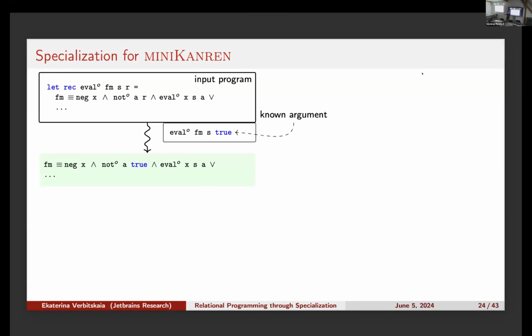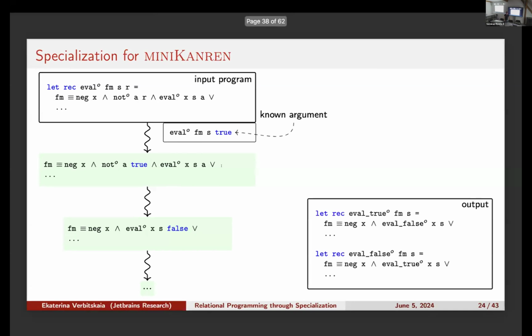So if you know that eval is going to be run with true for the result, we know that it's going to be true for not here, which means that the variable is going to be false. It means that we're going to call this eval with false, and we can improve that further and further. We can use this static information about arguments to specialize the programs to make them a little bit easier.